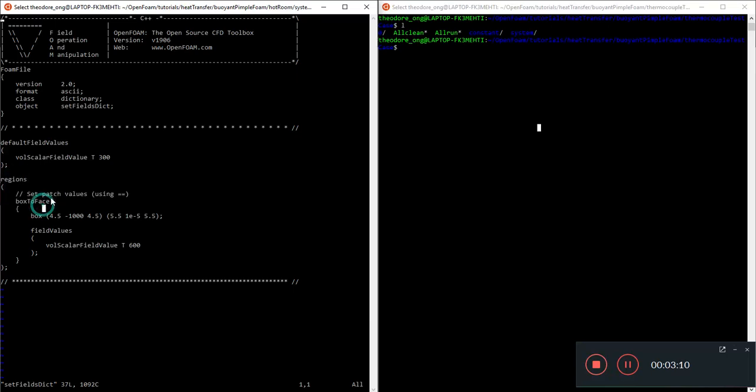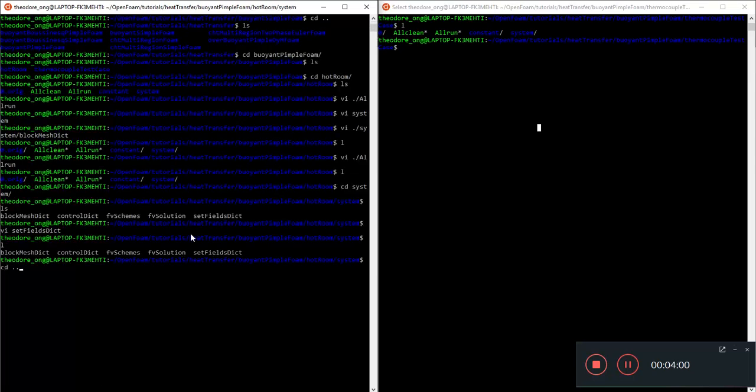And then this region is using boxToFace. This is something pretty familiar if we did snappyHexMesh before, when you went through my createPatch and everything. This is drawing a box with these dimensions or these coordinates. In that box, it gives it a face set of sorts. So boxToFace, that's one. And then it gives the value of T equals 600 Kelvin. So 300 Kelvin is the default, but this box is extra hot. So this is how setFields is being done.